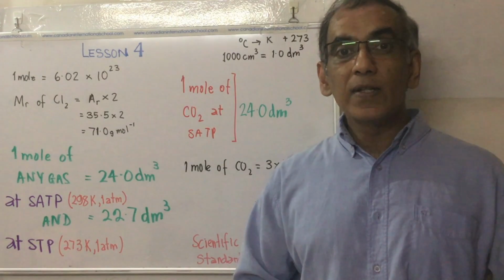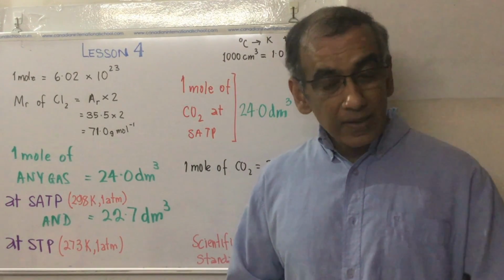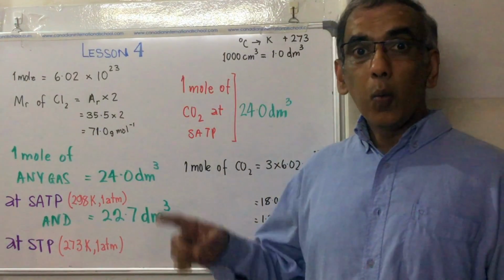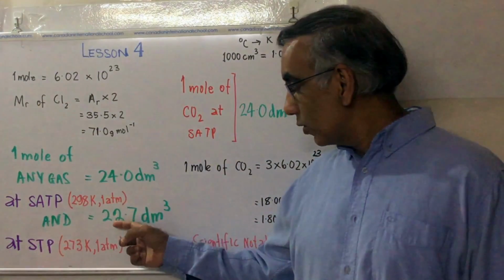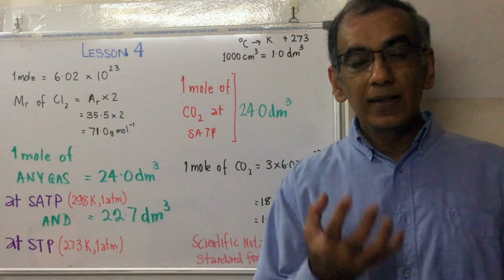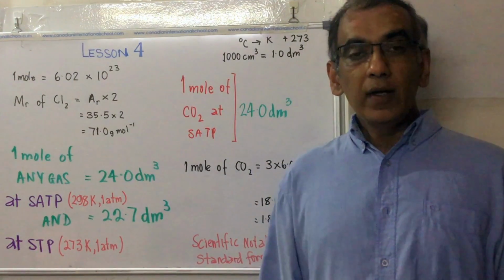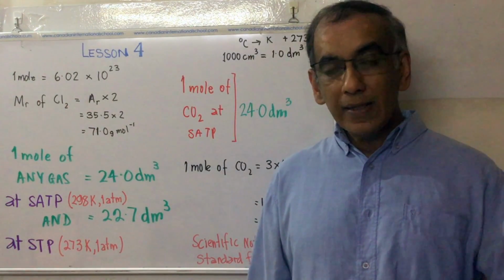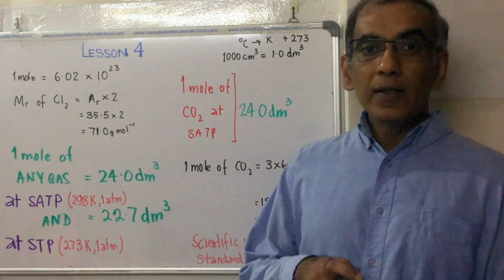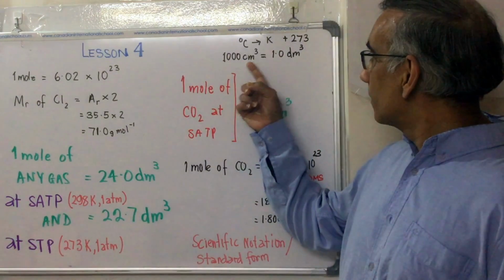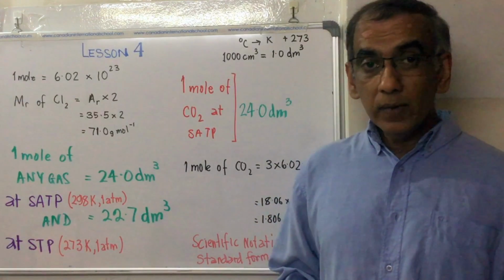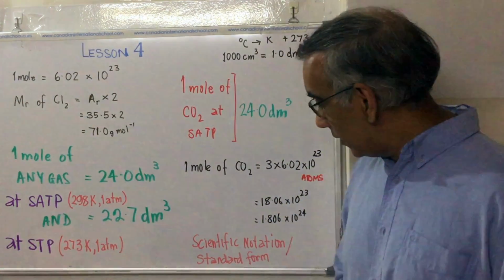If you wanted to find the same information under standard conditions, then you could. And under standard conditions, 1 mole of any gas occupies 22.7 dm³, or 22.7 liters. We should also know that 1,000 cm³ makes up 1 dm³, and 1 dm³ is equal to 1 liter.